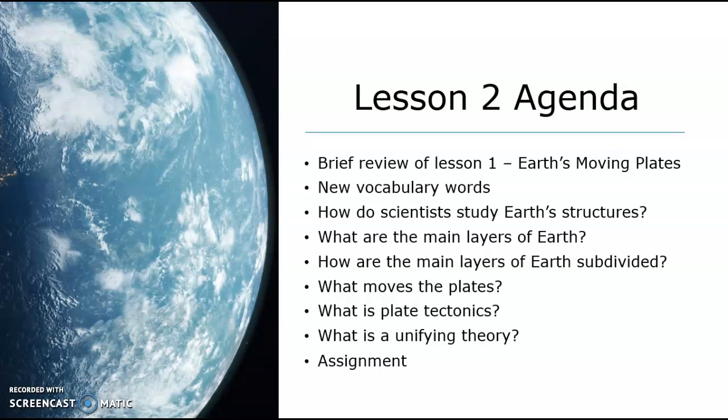Our agenda for today is a brief review of Lesson 1. We talked about Earth's moving plates. You're going to learn some new vocabulary words, and our topics for discussion are: how do scientists study Earth's structures? What are the main layers of Earth? How are the main layers of Earth subdivided? What moves the plates? What is plate tectonics? What is a unifying theory? And finally, you'll get your assignment.